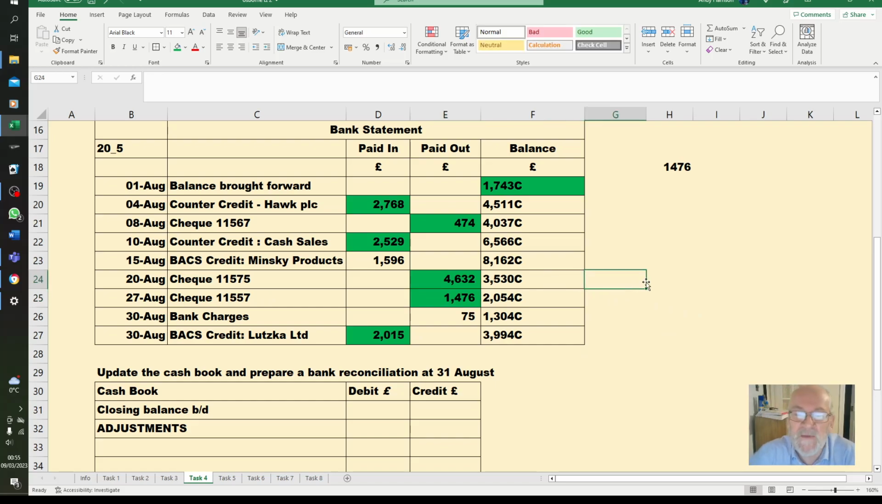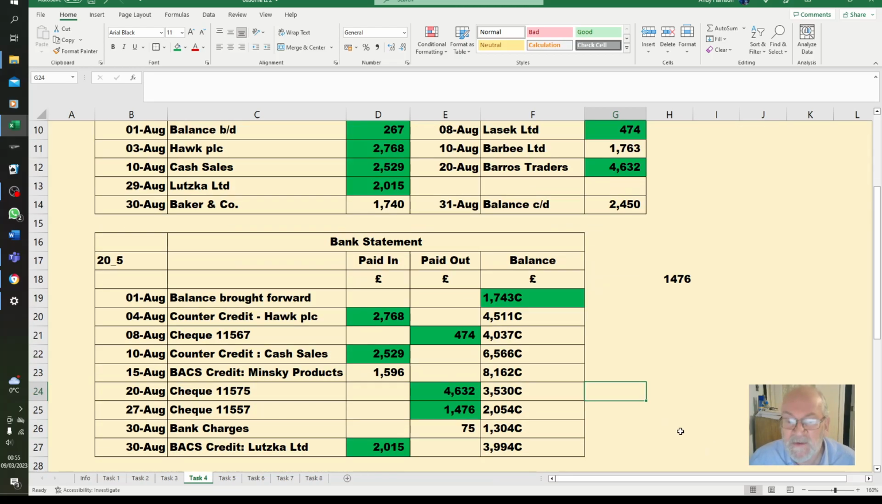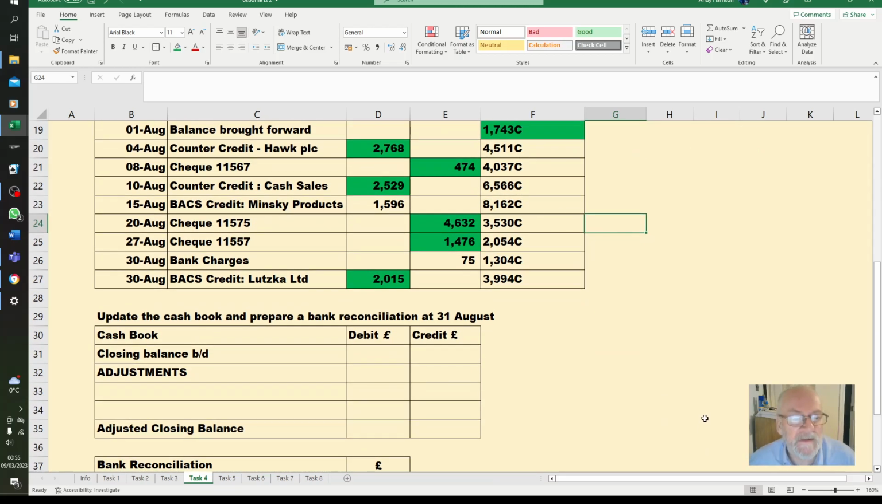Don't know why. Leaving us a couple of items in our bank statement. Those are what we're going to update our cash book by, and then there are items that will be in the reconciliation statement in our cash book. So slightly different format to the older paper, so you will see lots of questions where it isn't quite the same way around. This is our cash book.